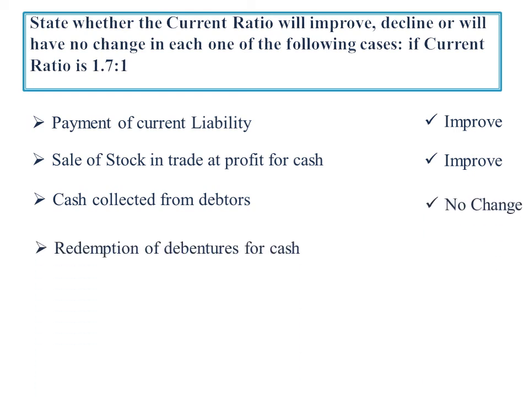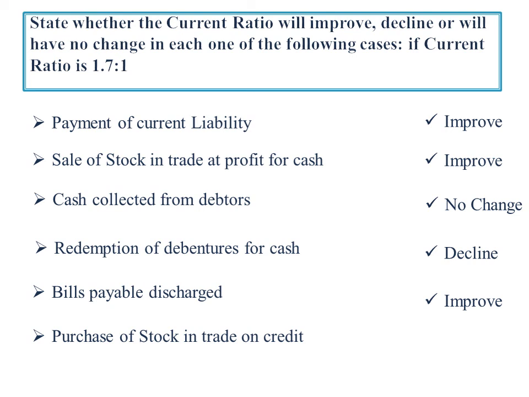Redemption of debentures for cash. Cash paid to debenture holders. Okay. So therefore only current assets are decreased as debentures are long term liabilities. Because it is paid in cash, current assets are decreased, but debentures are long term liabilities, therefore current liabilities will remain unchanged, so ratio will decline. Bills payable discharged. Both the total current assets and total current liabilities are decreased by the same amount as bills are paid in cash, so ratio will improve.